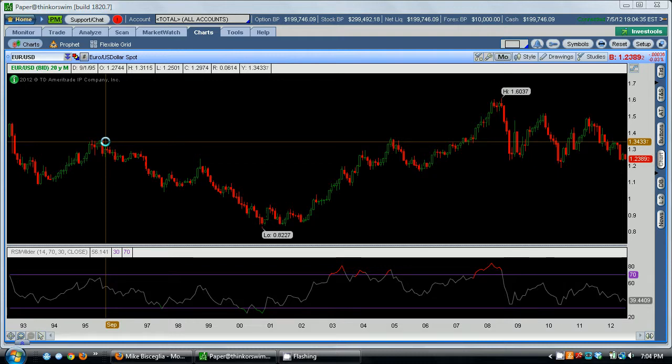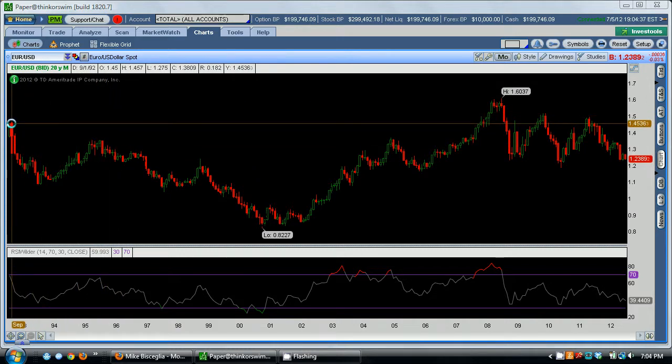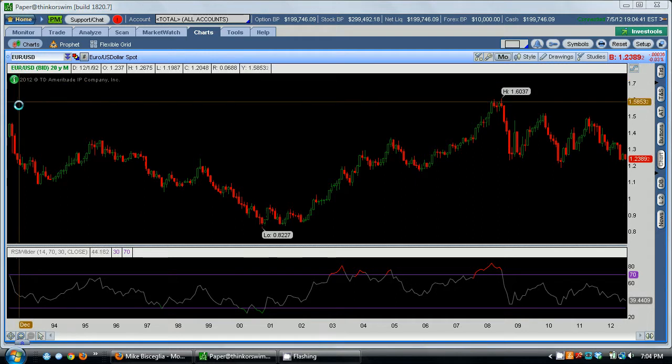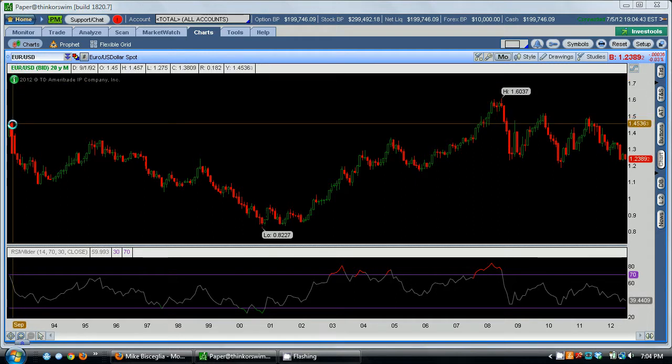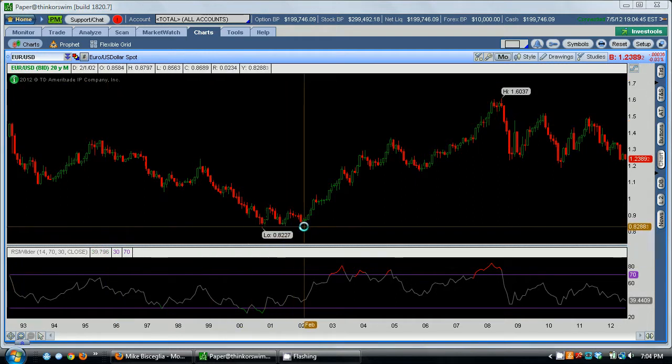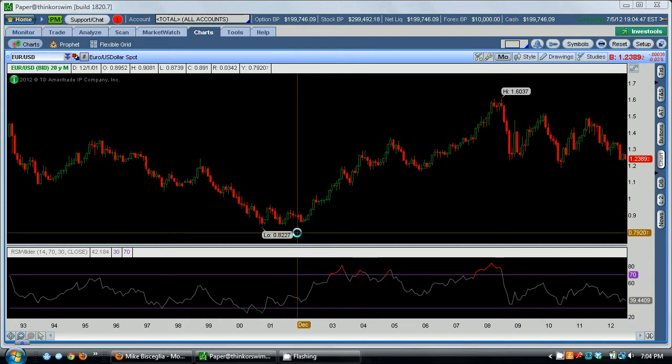Obviously it seems range bound. As far as the data goes back, this is euro versus the USD, US dollar. As far as the data goes back, it looks, like I said, pretty darn range bound. But what's going to happen next?